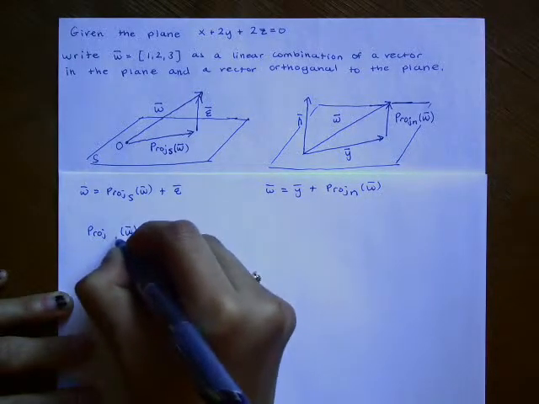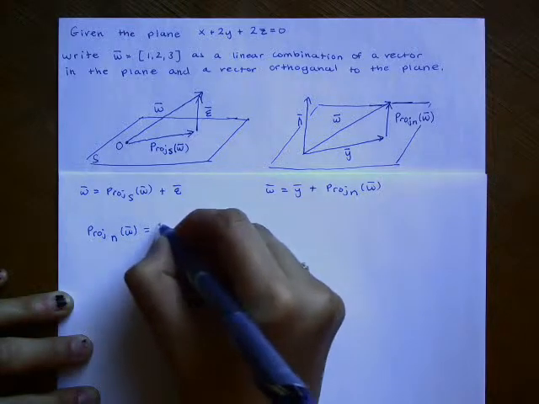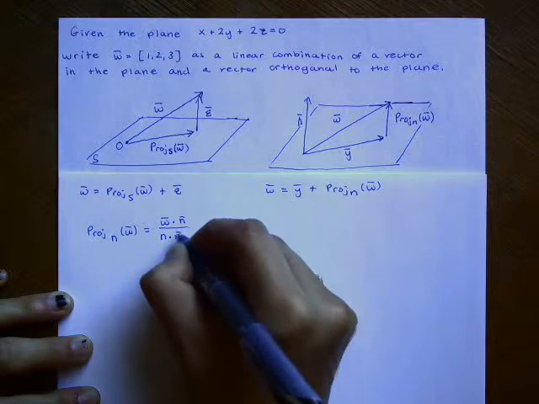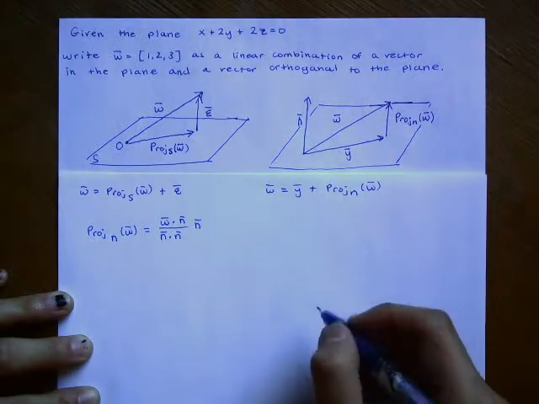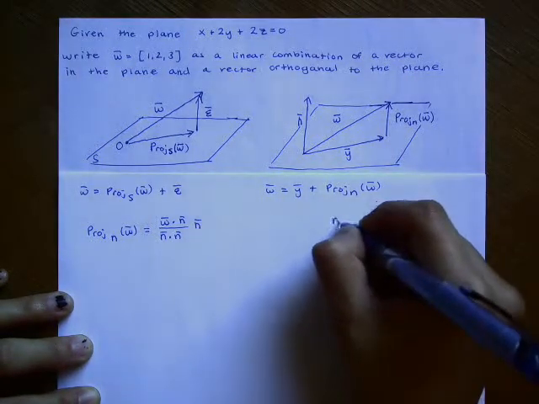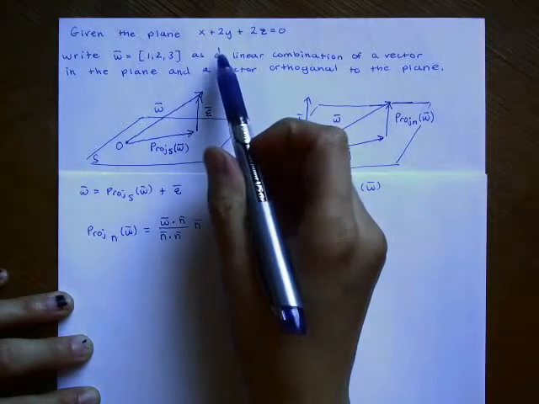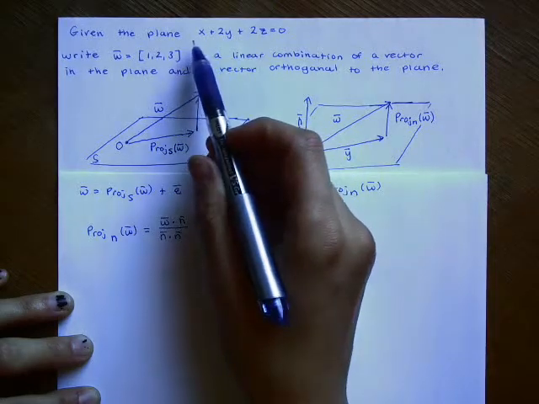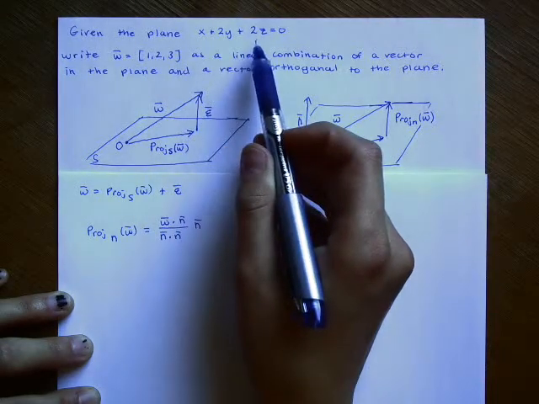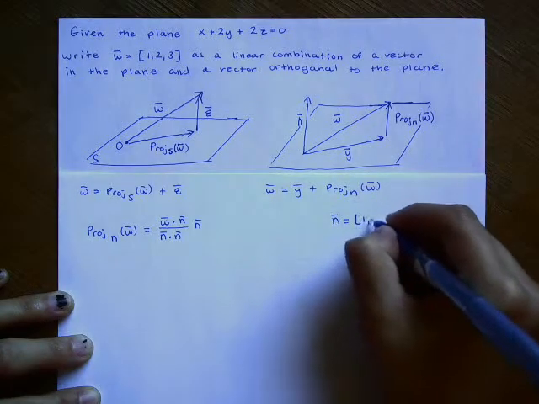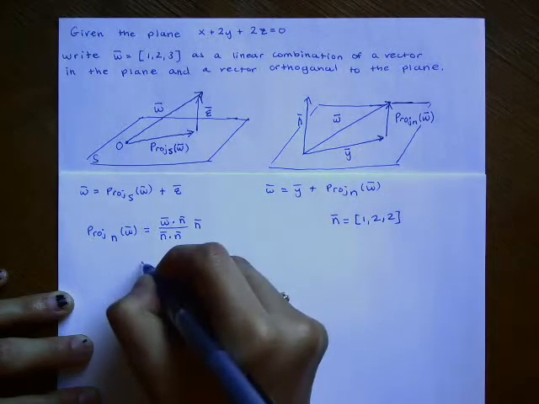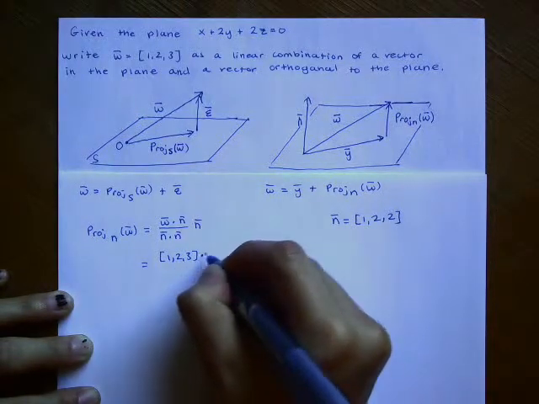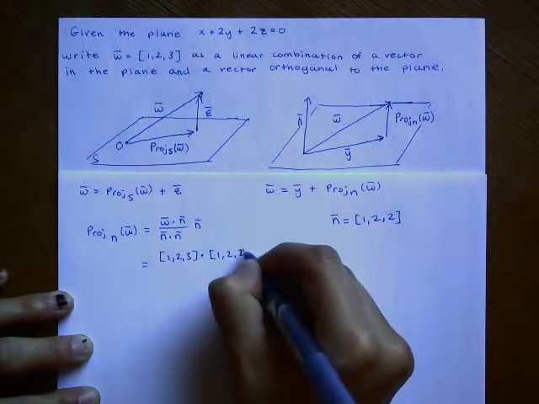So the projection of W onto n equals the dot product of W dot n over the dot product of n dot n, times the normal vector. And now our normal vector we can get from the equation of the plane. So we just take the coefficients from this equation. So we have 1, 2, 2. So that's our normal vector. So let's calculate these dot products. So we have W, which is 1, 2, 3, dot n, which is 1, 2, 2.